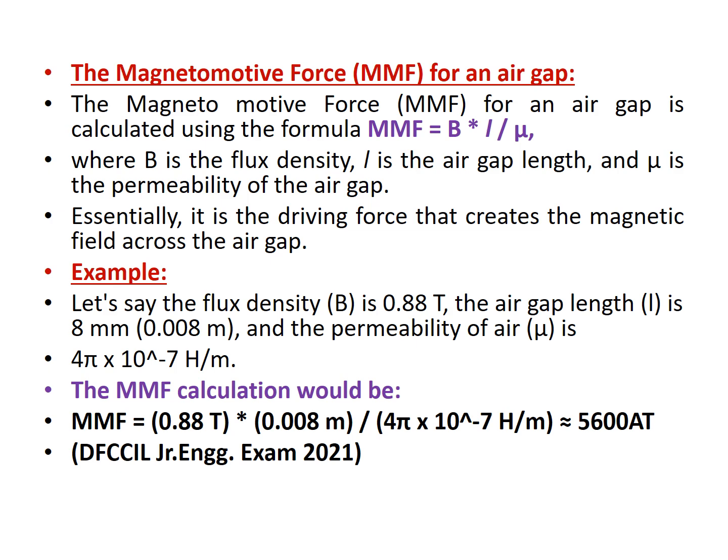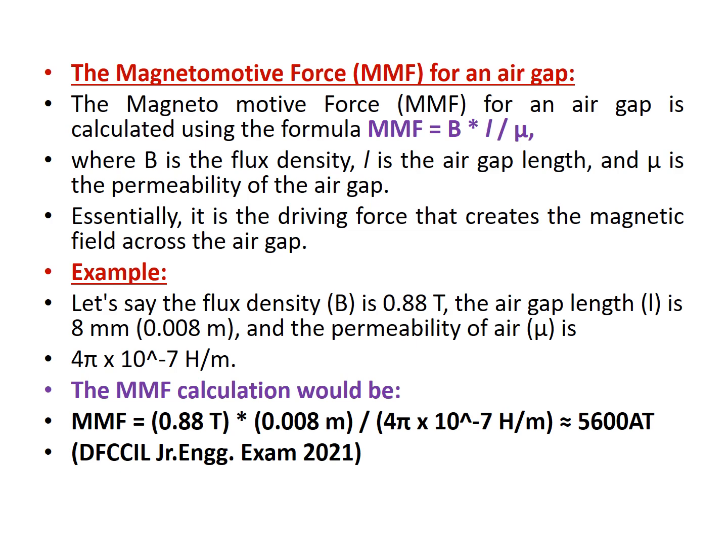Let us say we have the flux density B is 0.88 Tesla, the air gap length L is 8 mm, and the permeability of the air mu is given as 4 pi into 10 raised to minus 7 Henry per meter. So using the formula of MMF is equal to B L upon mu, we consider here B is equal to 0.88 Tesla. Length is given here 8 mm.